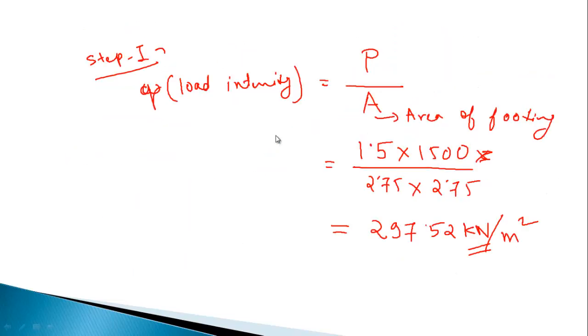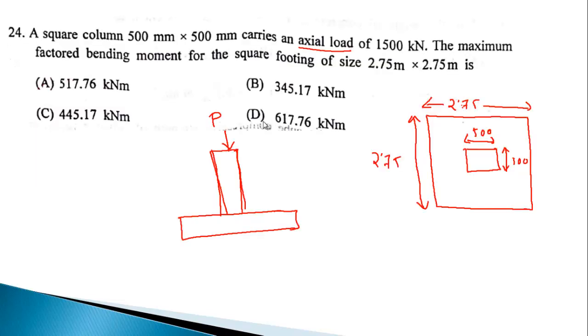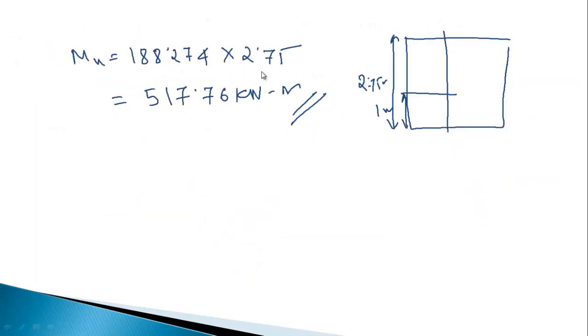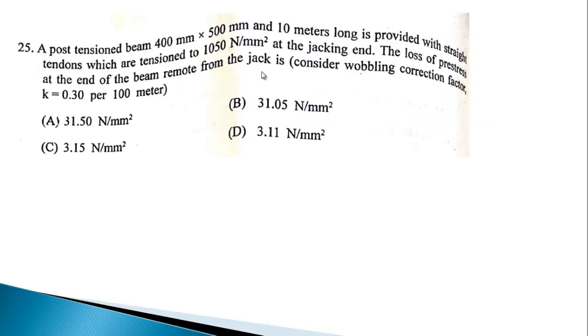So don't get confused. Our answer will be A, 517.76 kilonewton meter. This is our factored bending moment. Simple, if you know the formulas, you just have to put in the values and you will get the answer. So next, let us go to the next question.